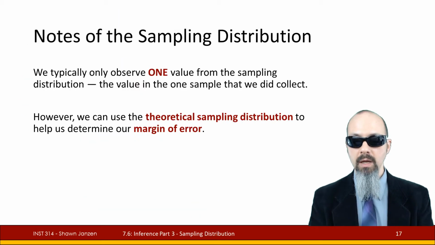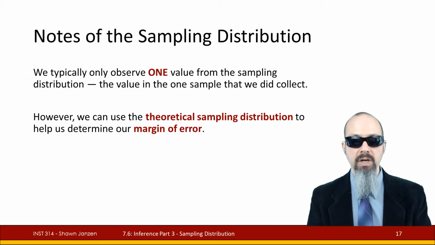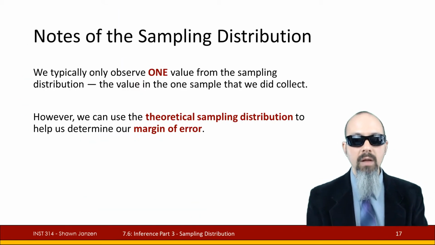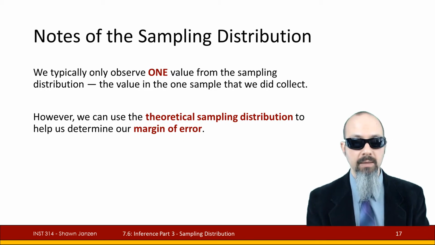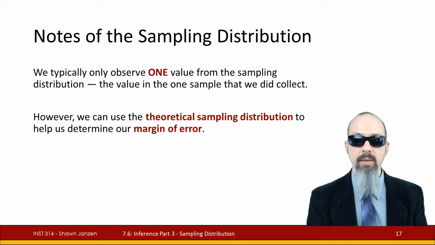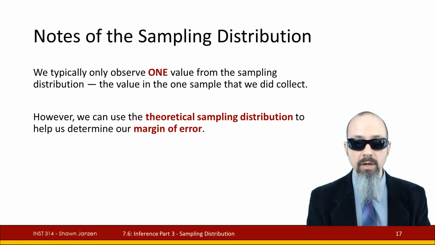Now, when we're talking about the sampling distribution here, note, we're only going to observe one value from the distribution at a time. That value is going to come from the sample that we collected. And we can use this theoretical sampling distribution to help us figure out our margin of error.